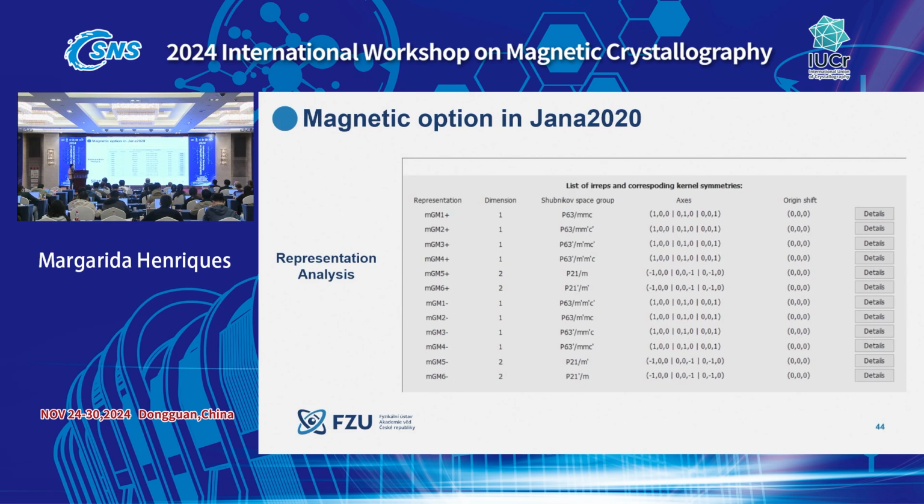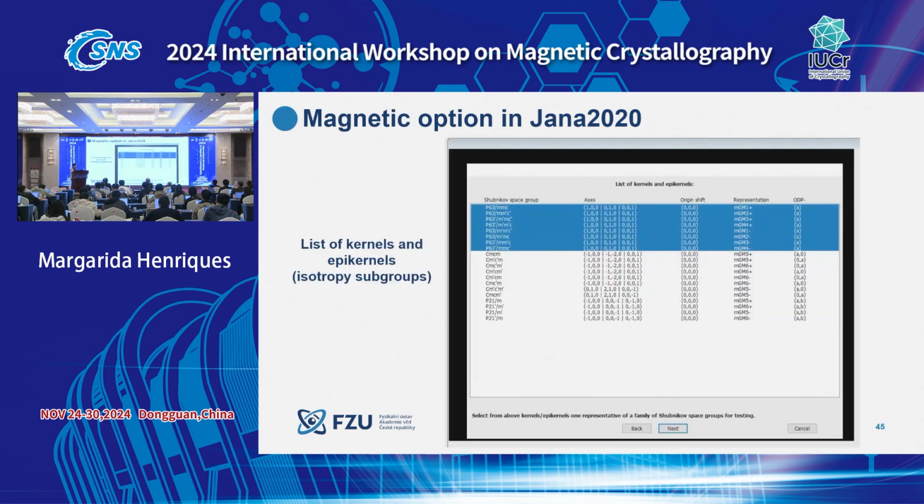You have the first column with the representation, its dimension, the calculated space group, in this case Shubnikov space group, and then you have other parameters for the structure. In details, you have these details that I showed you before about the representation, the rep, and the operators of the group.